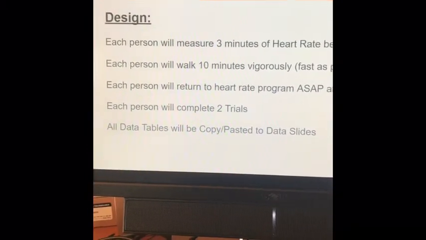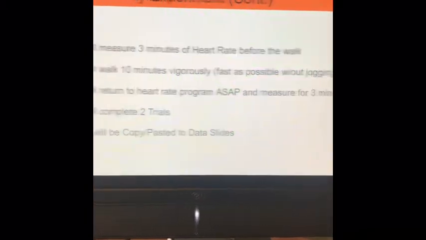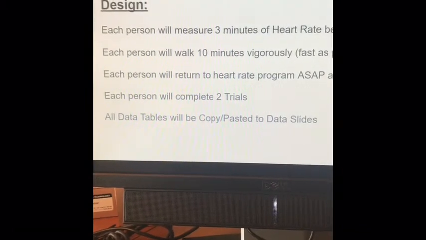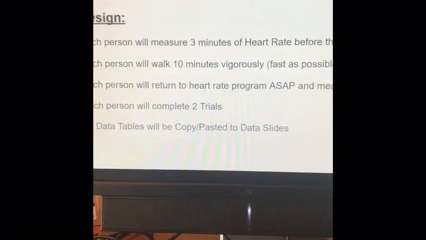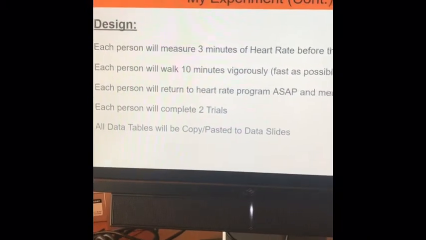Each person will return to the heart rate program as soon as that 10 minutes is up and measure for an additional 3 minutes. And then each person will do this 2 times. So we'll have 2 trials, and then all data tables will be copy and pasted into data slides. So what I'll do is I'll make a quick video of 1 trial, and then you can examine the data.